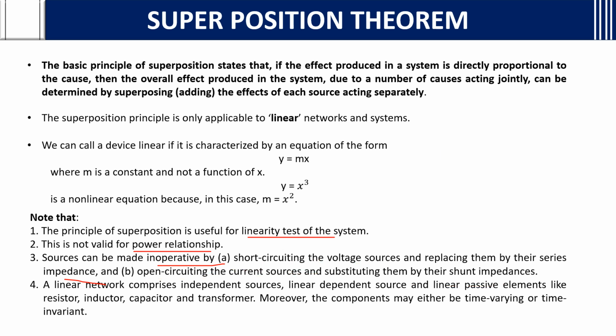Then what is the fourth point? A linear network comprises independent sources, linear dependent sources and linear passive elements like resistor, inductor, capacitor and transformer. It can comprise all of these. Moreover, the components may either be time varying or time invariant.